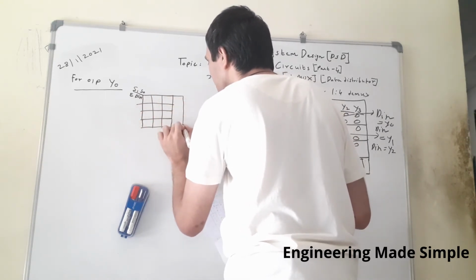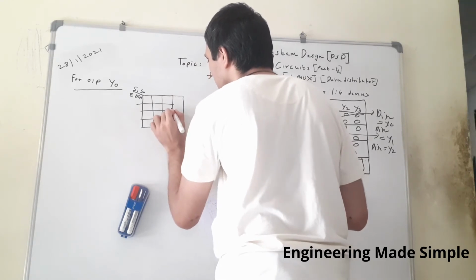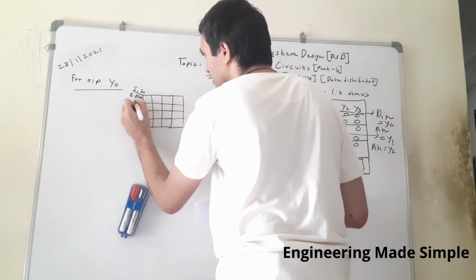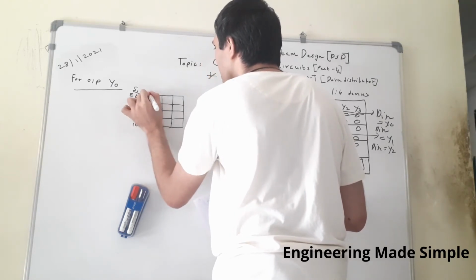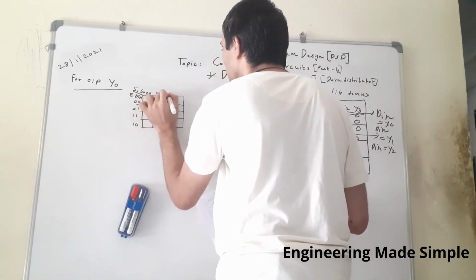So it will consist of 16 boxes. So let us label the K-map: 00, 01, 11, 10 along the top, and 00, 01, 11, 10 down the side.